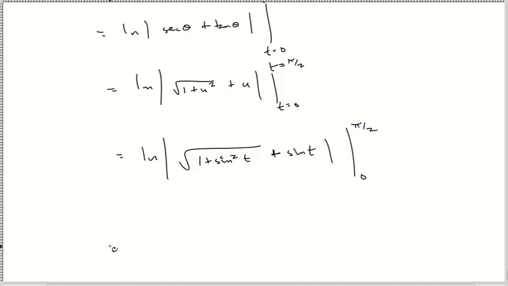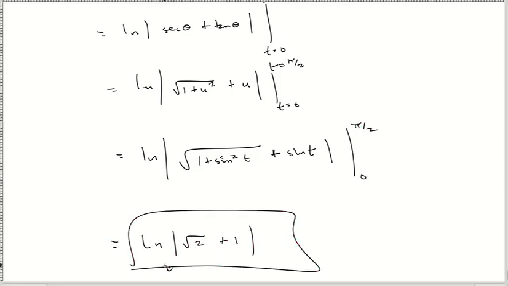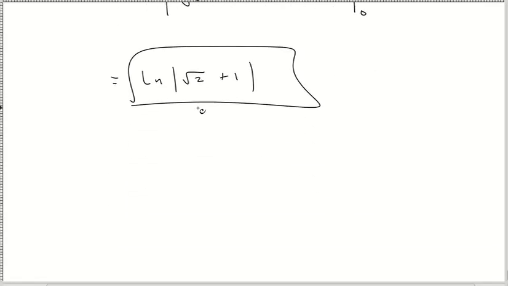And now you can plug those guys in, and you end up getting your classic answer that you've actually seen quite a few times now today. There you go. So if you don't know what the answer is, type in ln square root 2 plus 1, and you might just get it right.